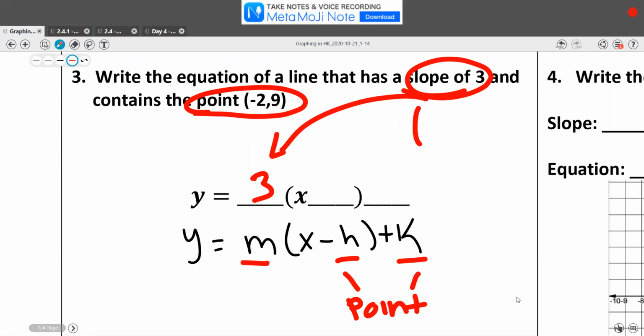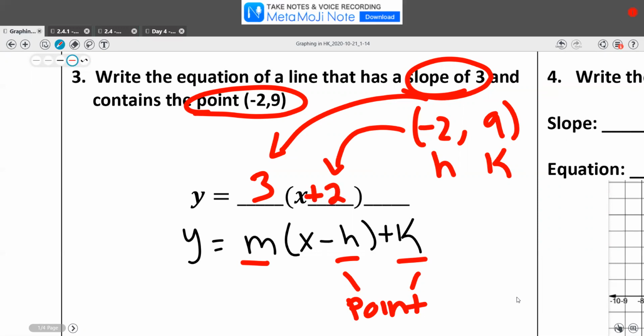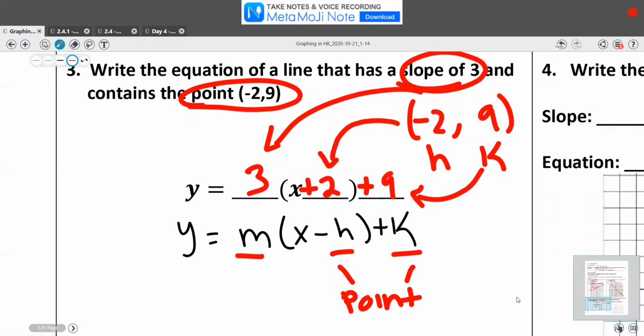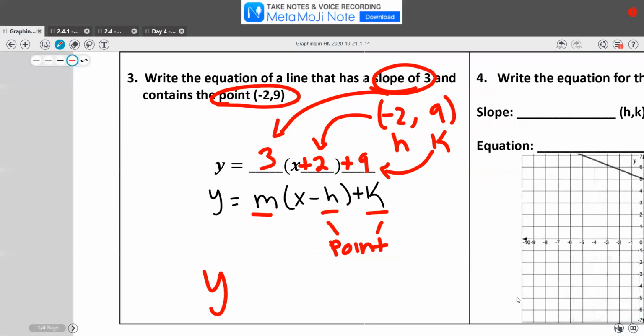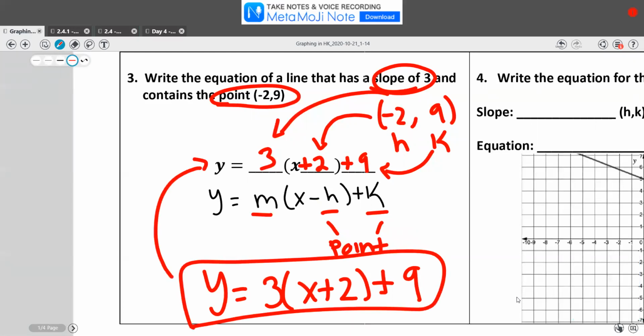Well, -2, 9, that's your h and that's your k. All we have to do is plug them in. So your h is going to be there, and remember that it has to be the opposite. So what's the opposite of -2? Well, that's going to be +2. And k is going to be right there, so we're just going to write k. So that means your answer is going to be y equals 3(x plus 2) plus 9. Okay, which is the same thing that's there.